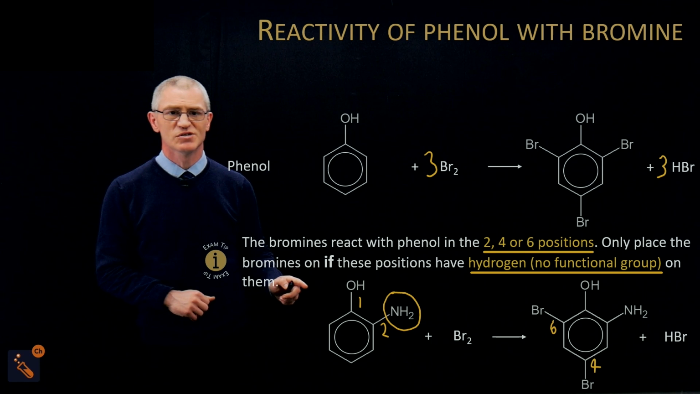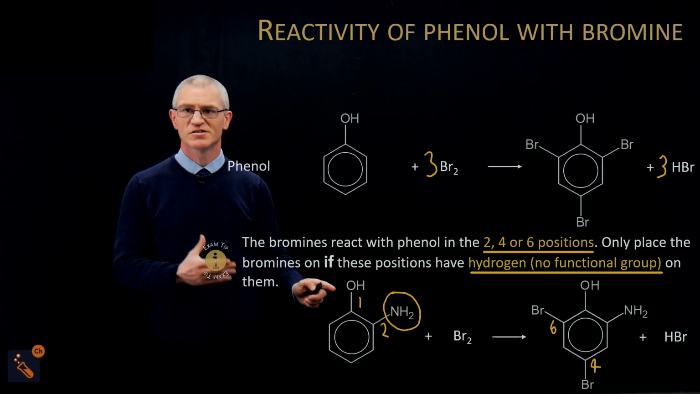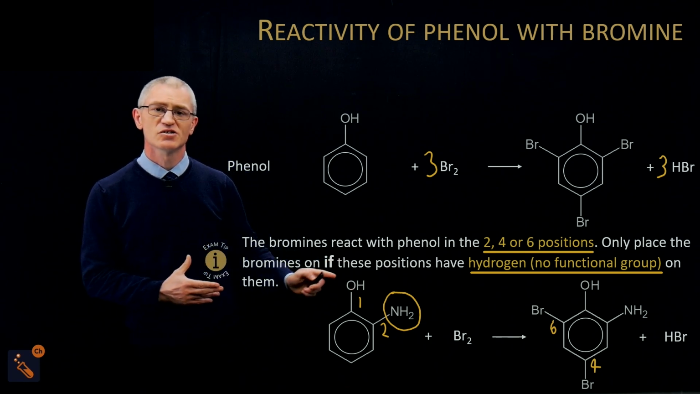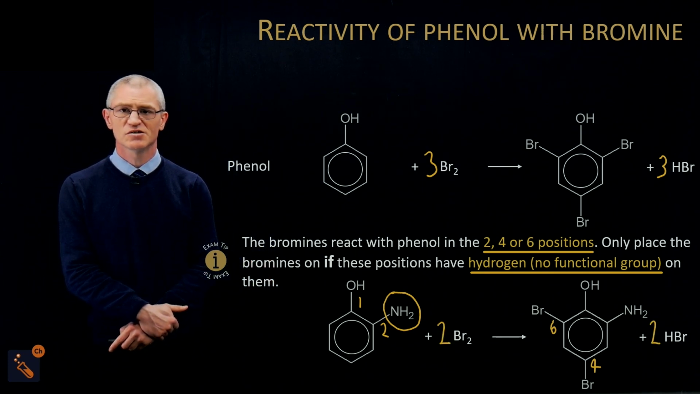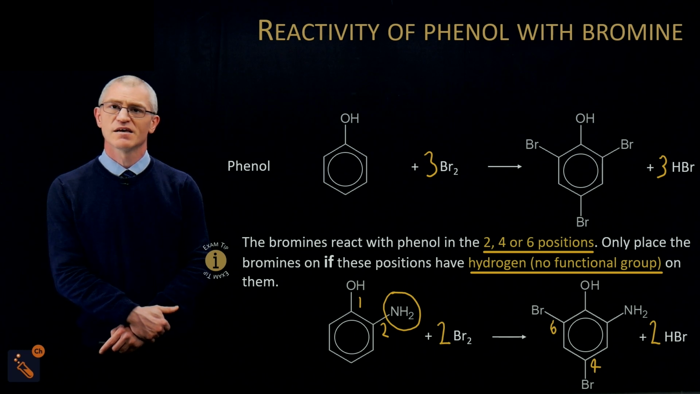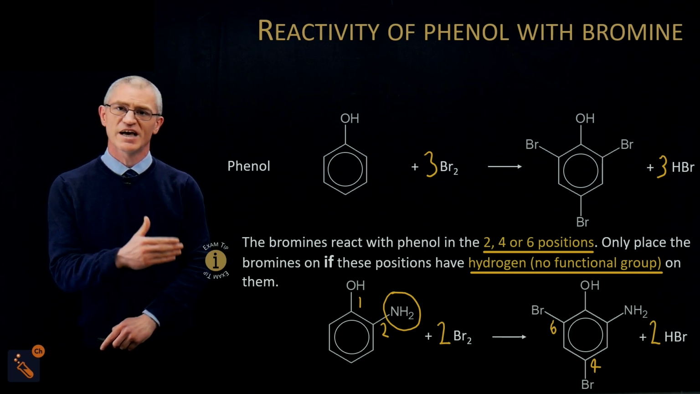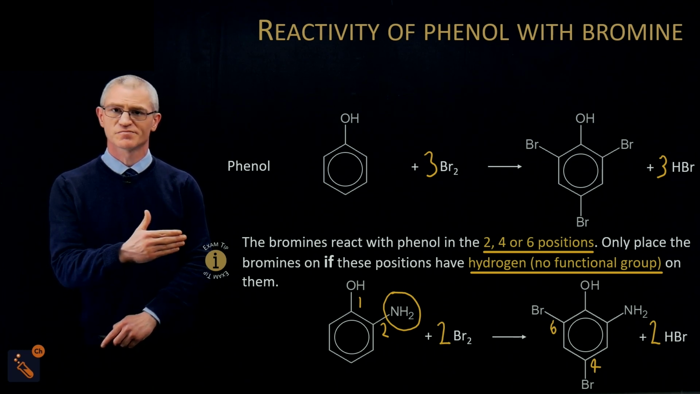Now the next thing is we need to balance it all out. So how many bromines have we actually added? We've added 2 bromines. That means we need 2 Br2 and we need 2 HBr. And that is how you react bromine with phenol.